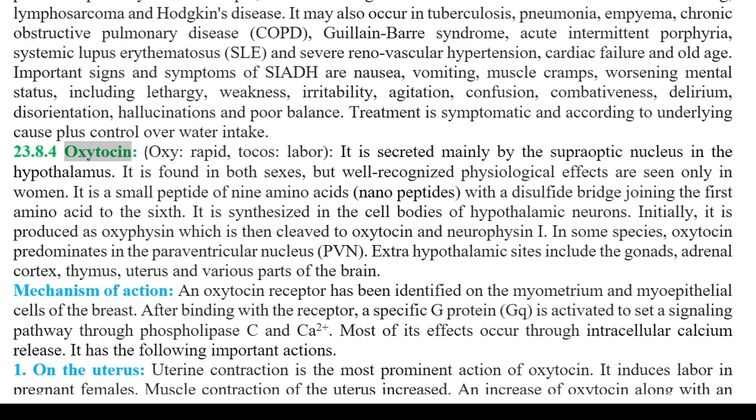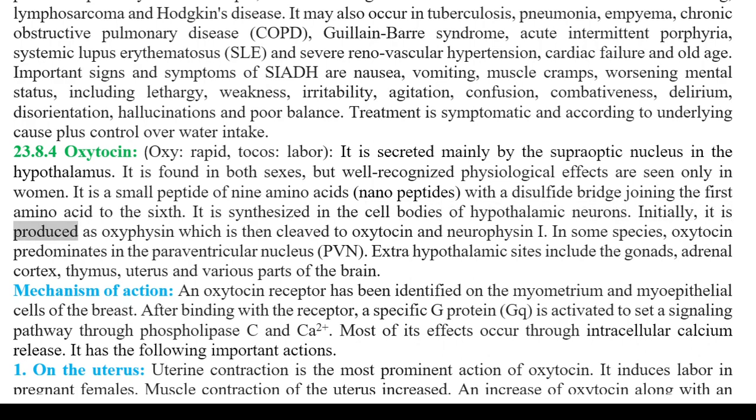3.8.4 Oxytocin, oxy, rapid, tocos, labor. It is secreted mainly by the supraoptic nucleus in the hypothalamus. It is found in both sexes, but well-recognized physiological effects are seen only in women. It is a small peptide of 9 amino acids, a nonapeptide, with a disulfide bridge joining the first amino acid to the sixth. It is synthesized in the cell bodies of hypothalamic neurons.